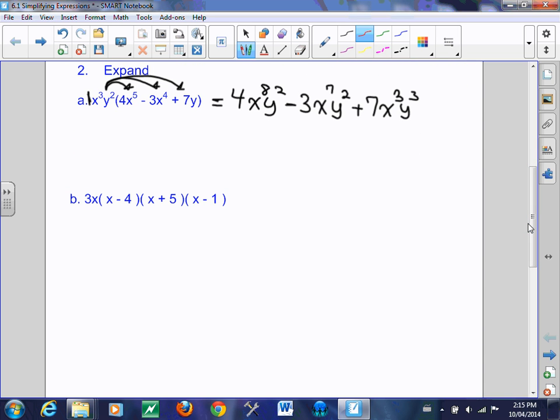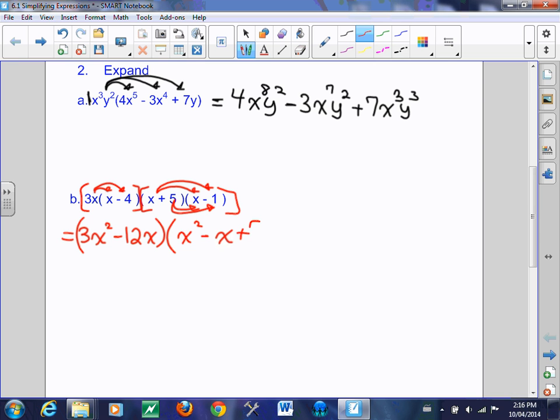Okay. Now B is a little bit more challenging. You can do this in 2 parts, and that's what I'm going to do. I'm going to break this up and do a distributive law here, and then at the same time, realizing that these are multiplications, I'm going to do a FOIL here. So first, outside, inside, last, and all the arrows represent a multiplication. So starting off, I'm going to end up with 3x squared minus 12x. I'm going to still multiply that by the FOIL that I'm going to do here, which is x squared minus x plus 5x minus 5.